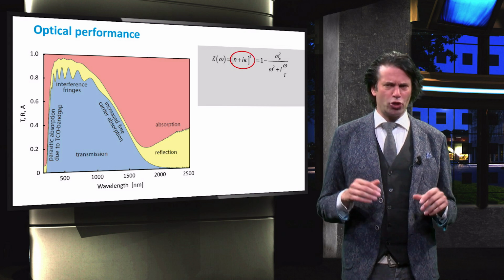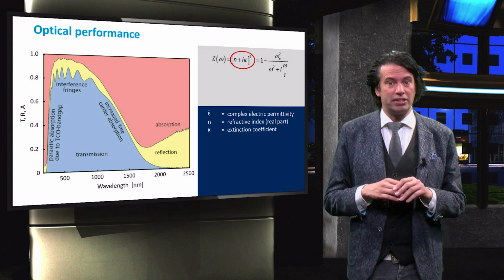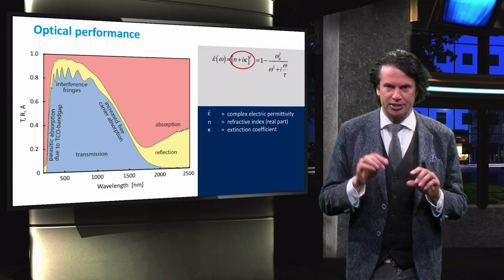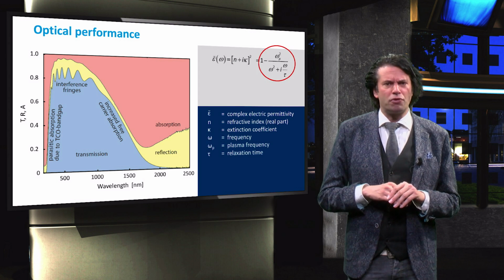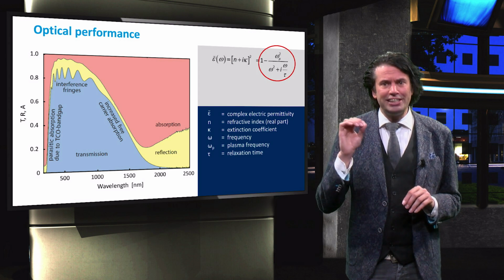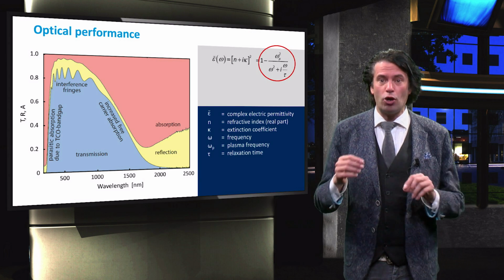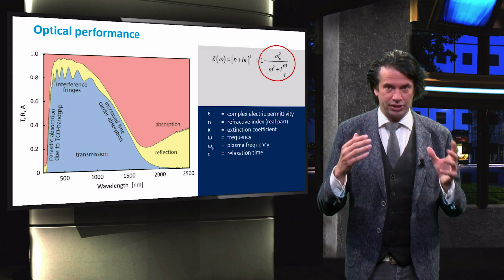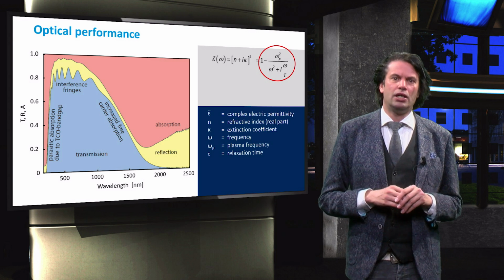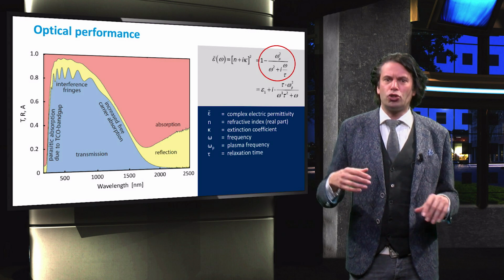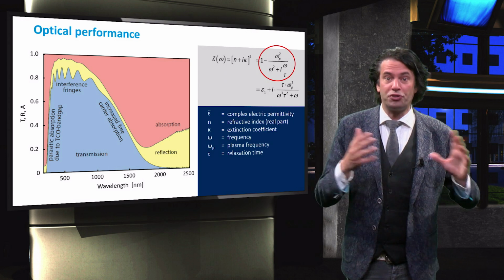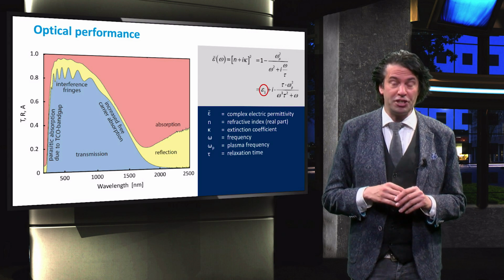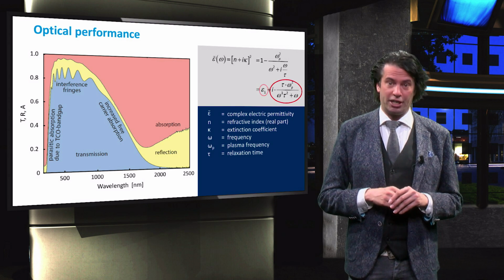The first part shows that the complex electric permittivity is equal to the complex refractive index squared. The second part describes the complex permittivity of the TCO as a function of the frequency omega, the plasma frequency omega p, and the relaxation time tau. We can rewrite this equation so that the complex permittivity now contains a real part, denoted by epsilon 1 for convenience sake, and an imaginary part.